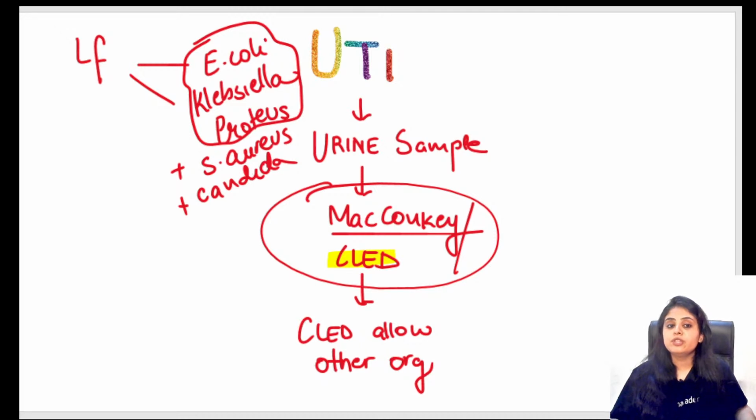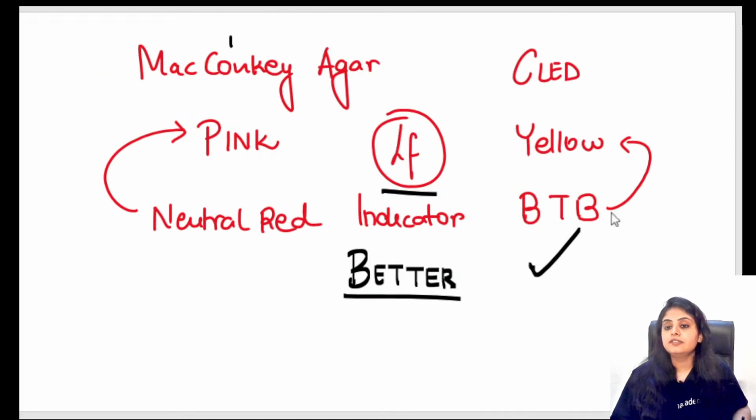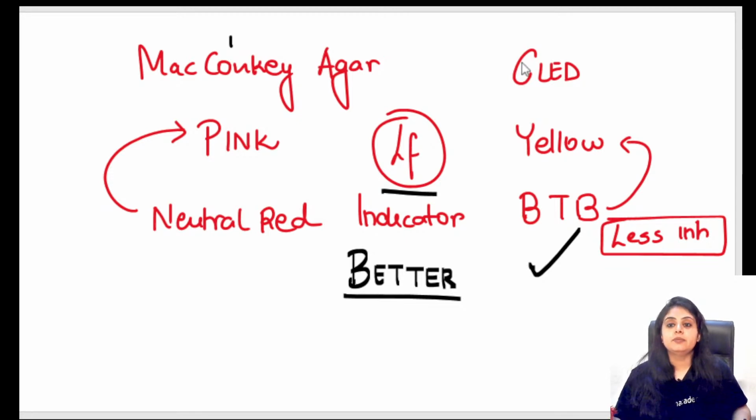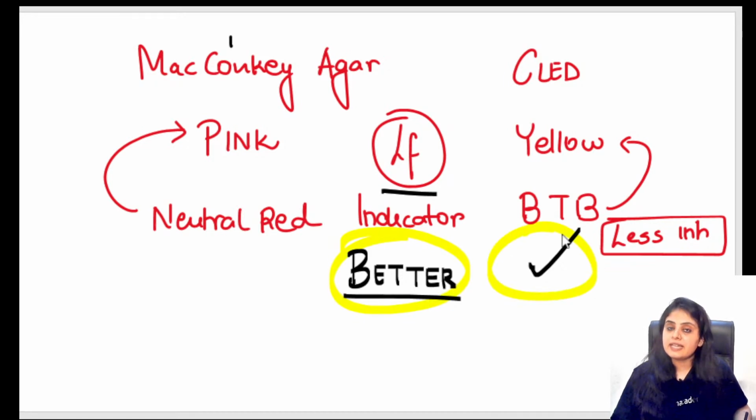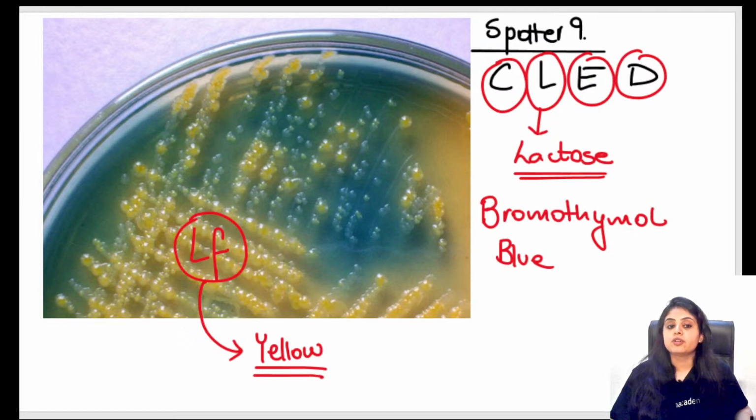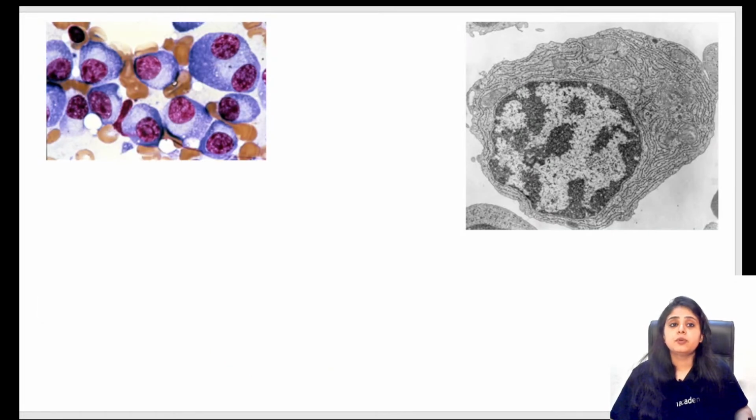So if I ask you which is less inhibitory, you will say obviously CLED is the one which is less inhibitory. It allows more bacteria to grow. So final answer, which is better out of MacConkey and CLED? CLED is the better media, and that takes care of spotter 9. Spotter 10 and 11 come from the same set of things. So this is spotter 10 and this is spotter 11.